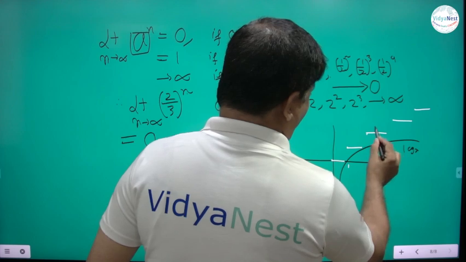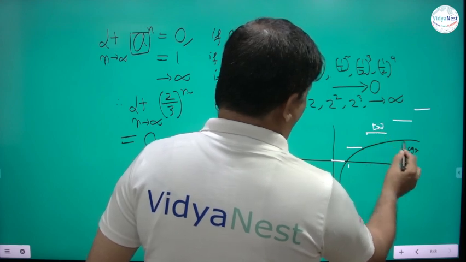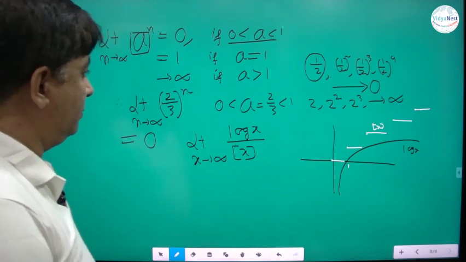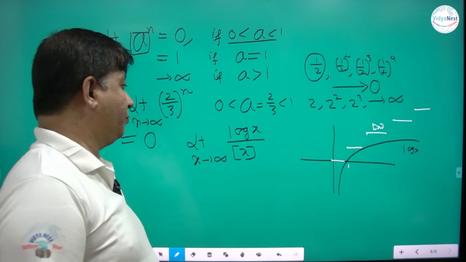So this is box x. Yes or no? And that is log x. Okay? Got it?